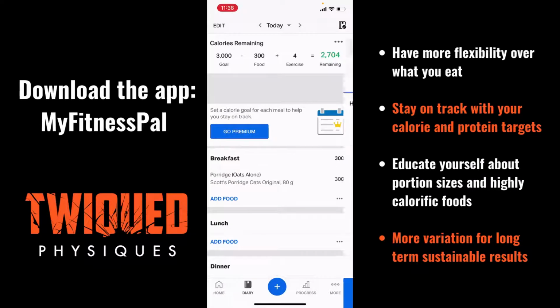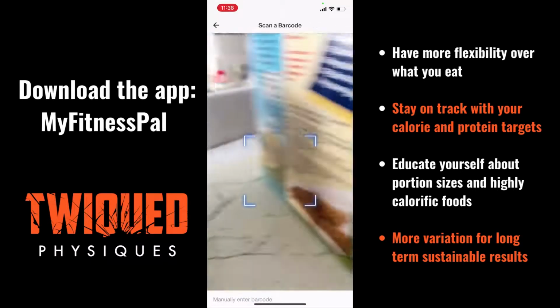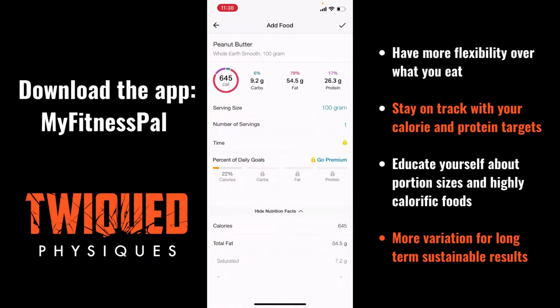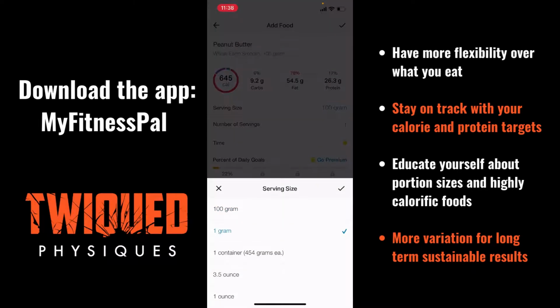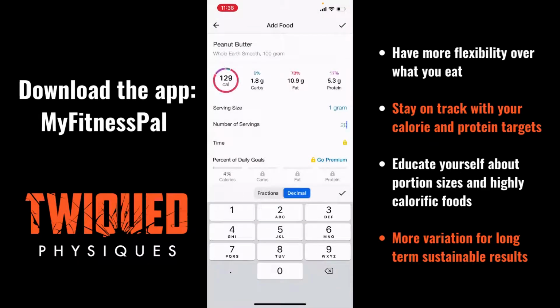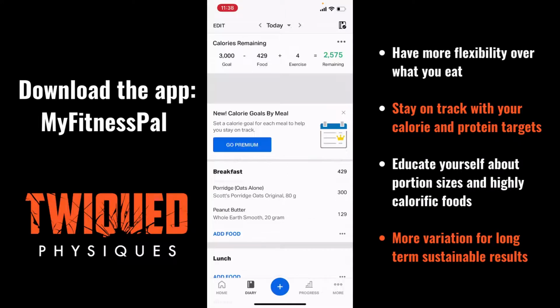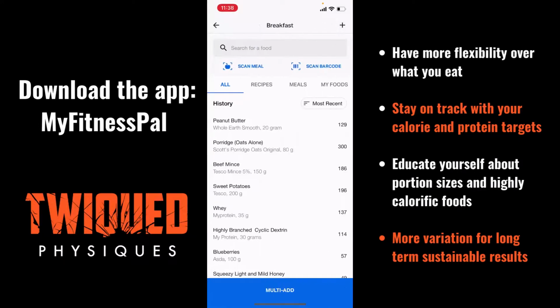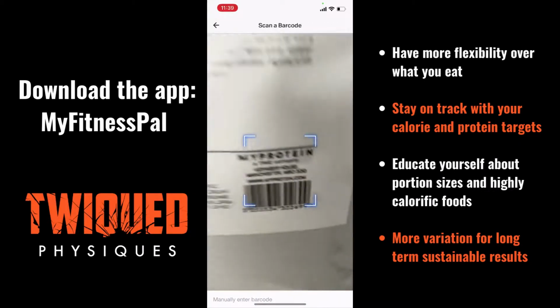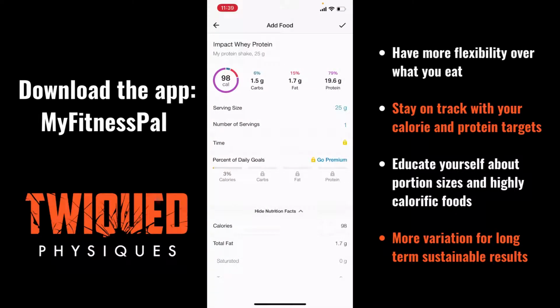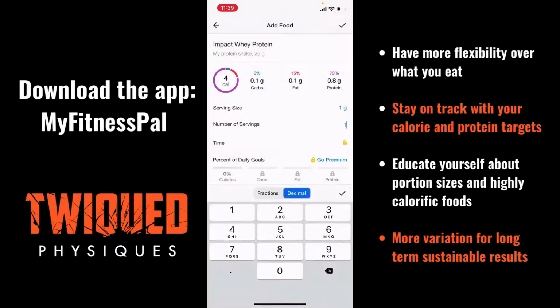I'm also going to add in my peanut butter, scan the barcode. And 1 gram again, I had 20 grams. Again, weighing food takes 2 seconds. It's not a tough thing to do. Tick at the top. And then I also had a scoop of whey protein in there. So let's scan that barcode at the bottom here. Okay, 1 scoop was 25 grams, but I'm going to go 1 gram 25. Doesn't matter how you do it. I just like to go 1 gram because it's much easier when you're weighing stuff out.